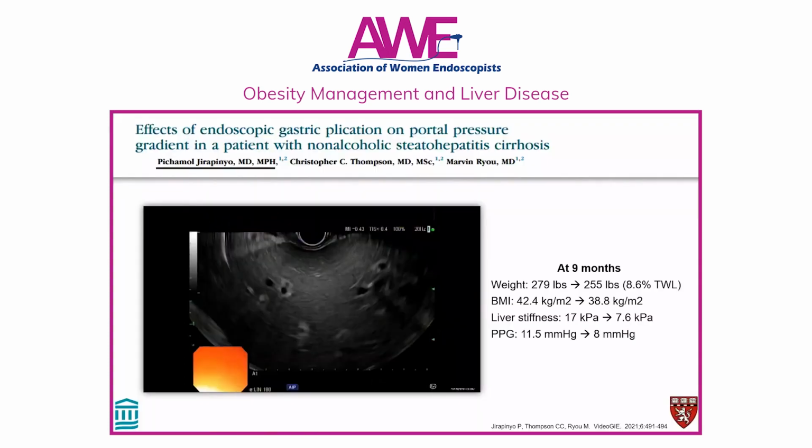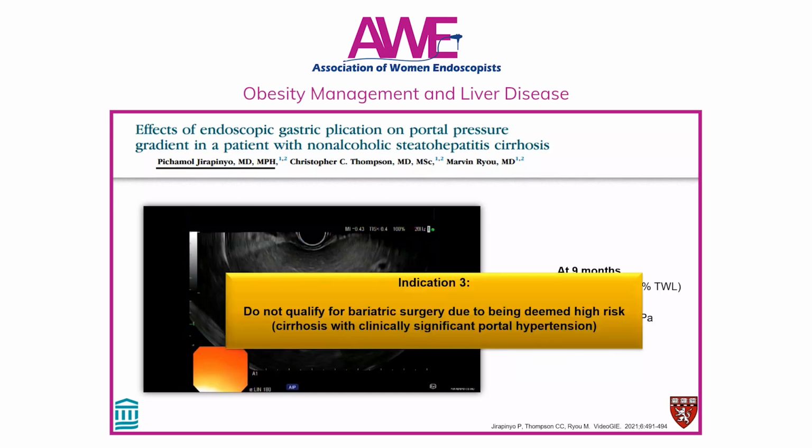At 9 months, her BMI went from 42 down to 38, representing an 8.6% total weight loss. On FibroScan, her liver stiffness score went from 17 down to 7.6 kilopascal, and her PPG went from 11.5 mmHg down to 8 mmHg. So another indication to consider bariatric endoscopy for NAFLD is when patients do not qualify for bariatric surgery due to being deemed too high risk, such as those with cirrhosis with clinically significant portal hypertension.